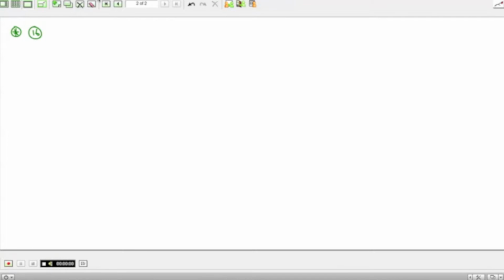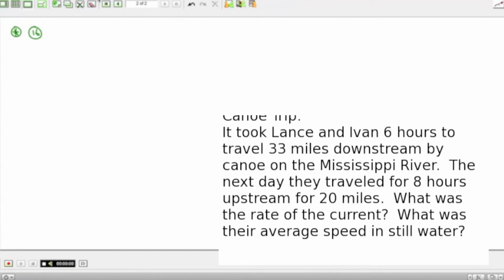So 16 says, it took Lance and Ivan 6 hours to travel 33 miles downstream by canoe on the Mississippi River. The next day they traveled for 8 hours upstream for 20 miles. What was their rate of the current? What was their average speed in still water?